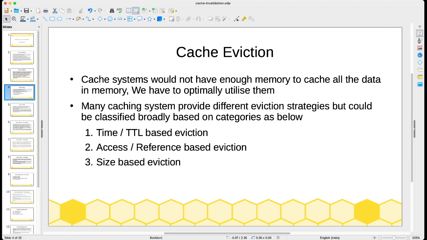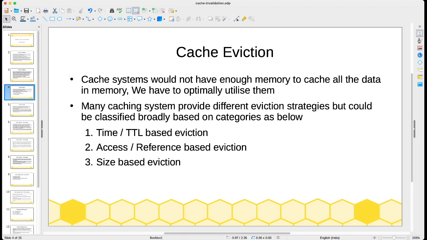A cache system would not have enough memory to cache all the data, because the cache uses RAM. The cache data is written to RAM, and the size of the RAM is limited. Maybe in distributed caches we can add nodes, but that would add to the cost. So we have to optimally utilize the size of the RAM.